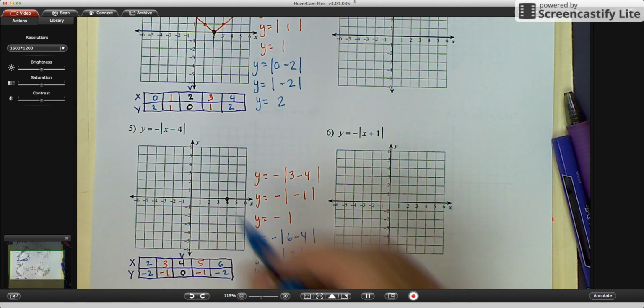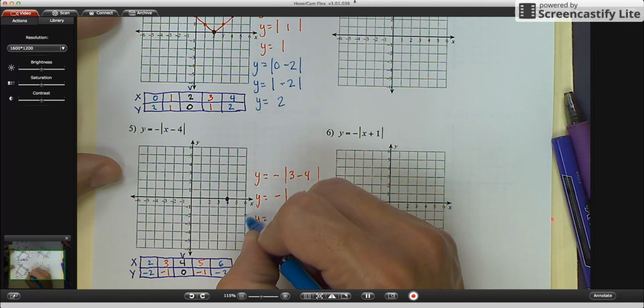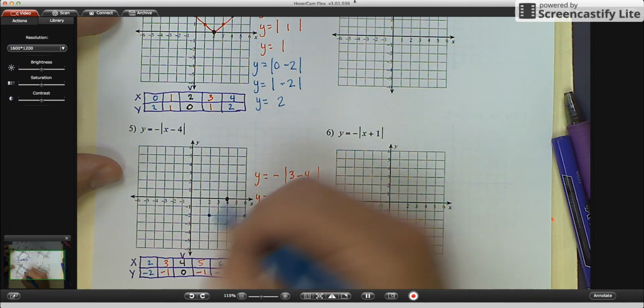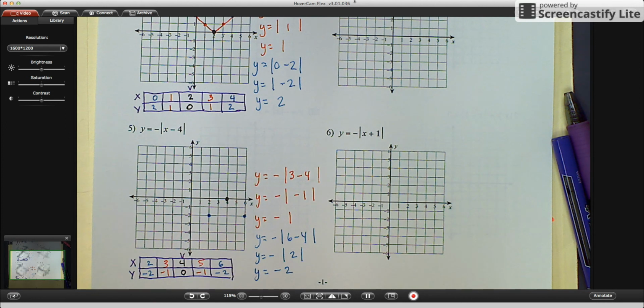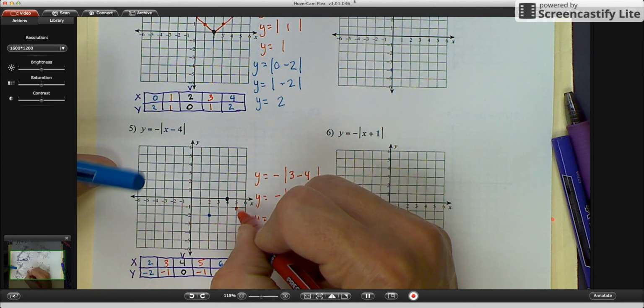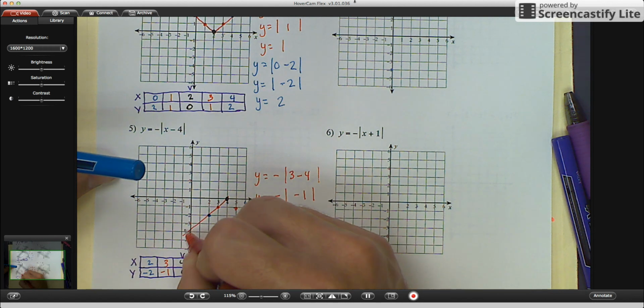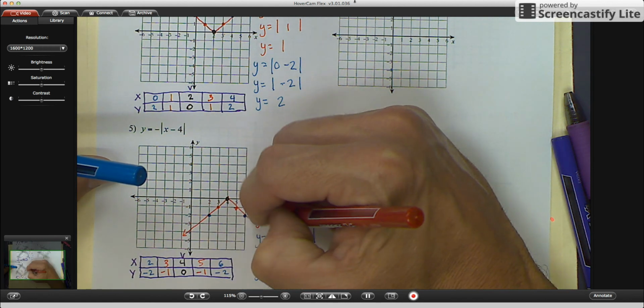Plot our points. Positive 6, negative 2 right there. Positive 2, negative 2 right there. Positive 5, negative 1 right there. Positive 3, negative 1 right there. Connect your points. They are angular.